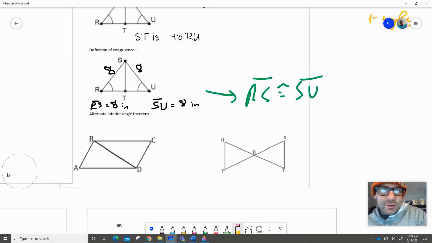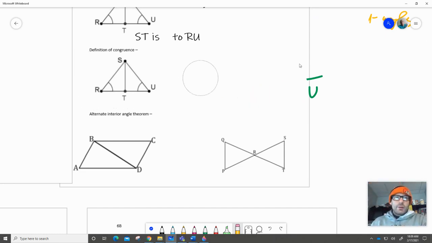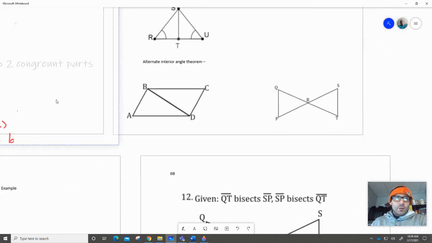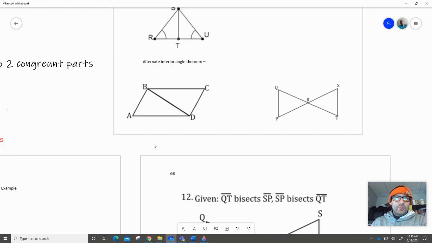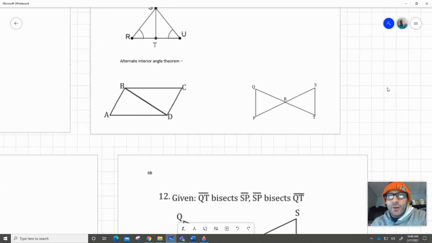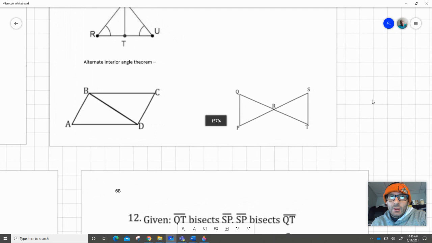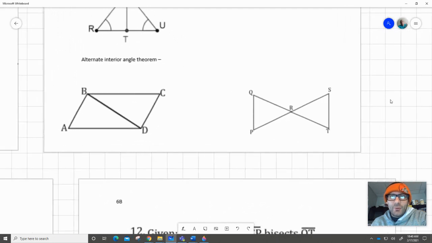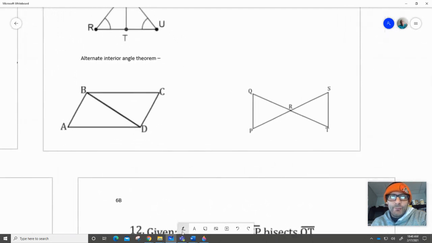Last thing I want to talk about here as I erase some of the stuff, again, pause if you need to, is the alternate interior angle theorem. Now, this goes back to what we did, I think it was in unit 3 or 4. Maybe it might have even been in unit 2 with the parallel lines and the transversals and all that. That was unit 4 right before Christmas. That's right. So the alternate interior angle theorem is going to tell us that, this may not be the only one, but this is the one we're going to see the most.